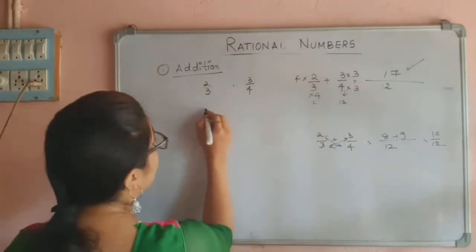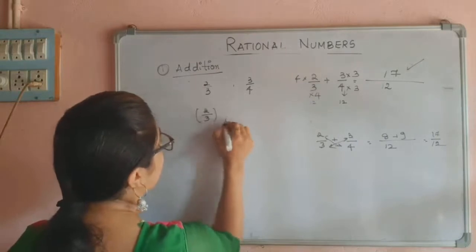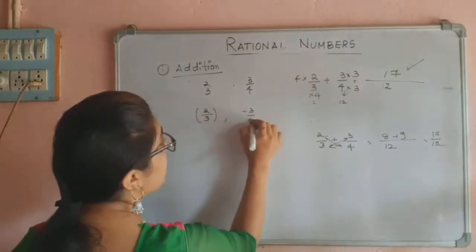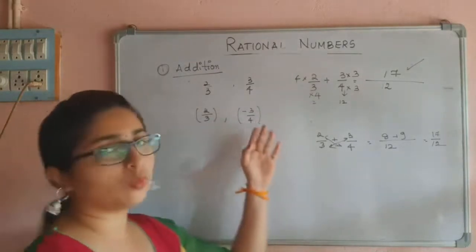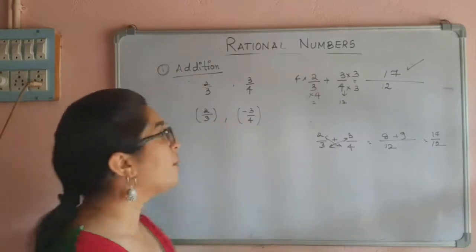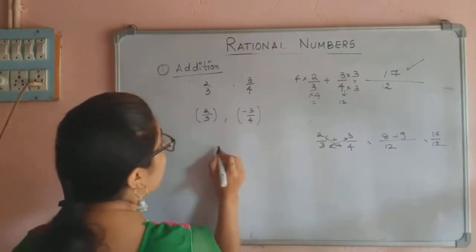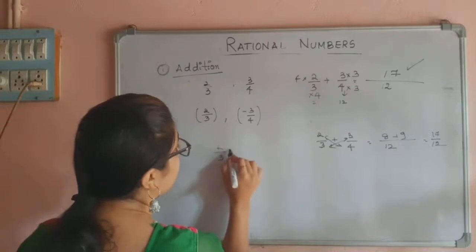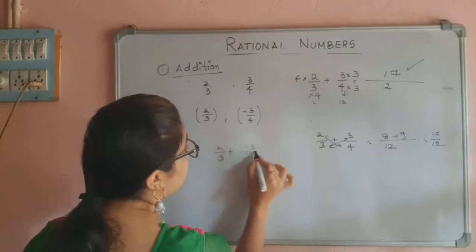Next, let us take 2 by 3 and then let us take minus 3 by 4. I am considering one negative and another one as positive. So now if I add these two, 2 by 3 plus minus 3 divided by 4.